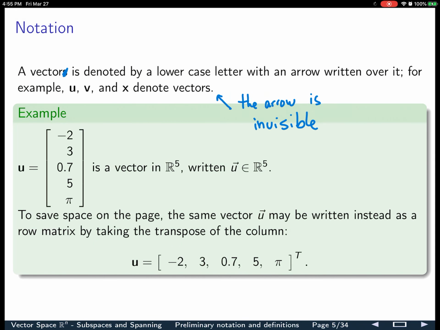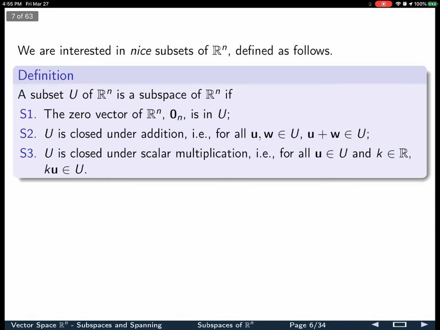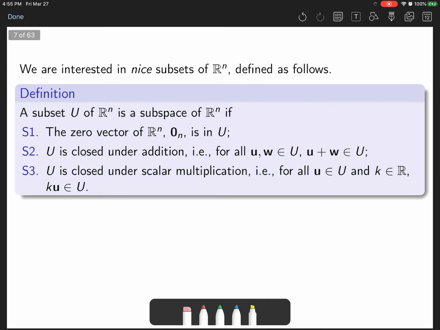Okay, a little bit of notation here. U, V, and X denote vectors. All of that stuff is hogwash. We know that. Here's our first important definition. We're looking at the definition of a subspace here. So I'm going to highlight that. That is the new vocabulary term.